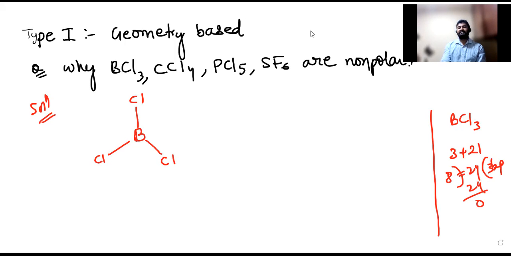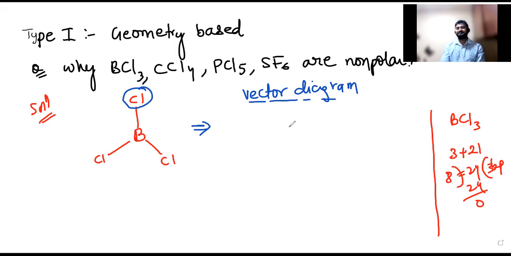Now how to do this question? You have to draw the vector diagram for this. So let's draw the vector diagram. A vector has a head and a tail. As per the concept we know, the head of the arrow points towards the more electronegative atom. Out of boron and chlorine, which is more electronegative? Exactly, chlorine is more electronegative. So there will be a dipole going towards chlorine and having a positive charge at boron. Again here also the same thing, and here also the same thing will happen. So there are 3 dipole moments, directed like this, and the angle between them is 120 degrees.